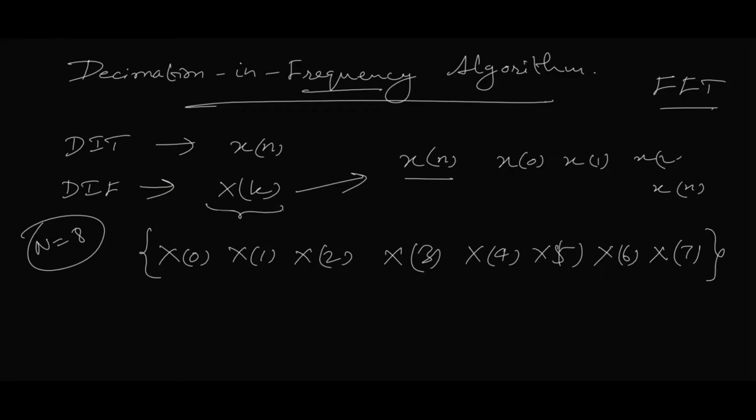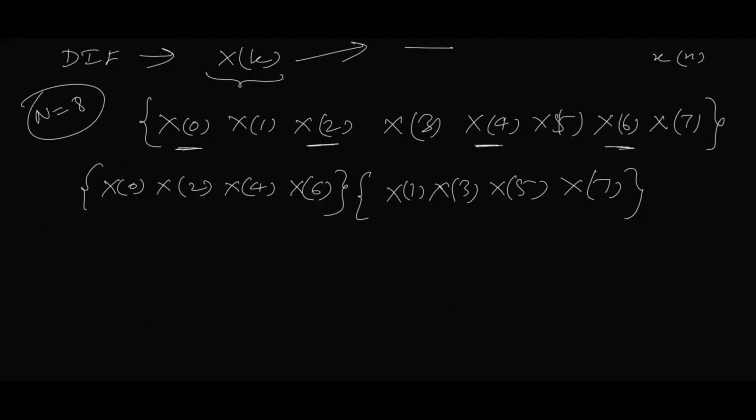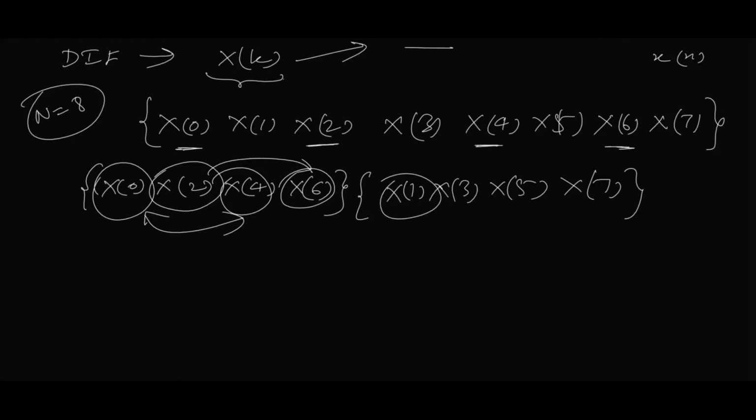Now suppose I break it into even and odd parts. So x0, x2, x4 and x6 is one sequence. Another sequence is x1, x3, x5 and x7. This time x0 and x4 get paired. Likewise, x2 gets paired with x6, x1 with x5 and x3 with x7. This way they get paired.